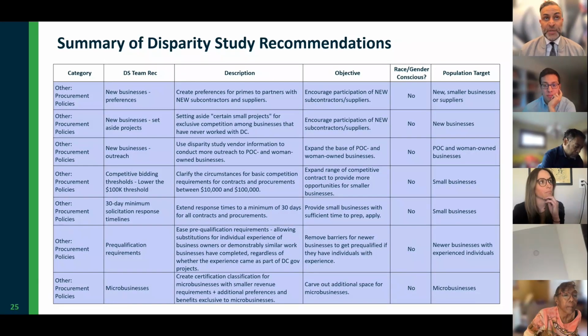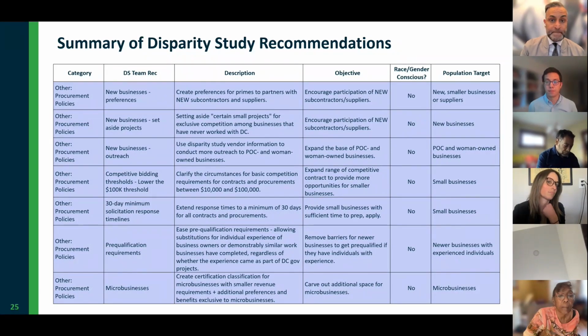Again, I would encourage everyone here to go through the presentation, which is publicly available, and the disparity study report, just to get a bit more detail on some of our recommendations, both race and gender neutral and race and gender conscious, in terms of those POC and woman-owned business contracting goals.